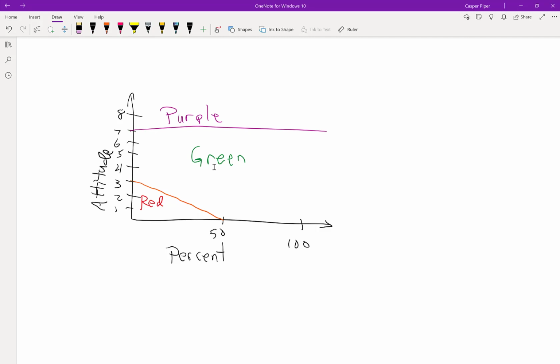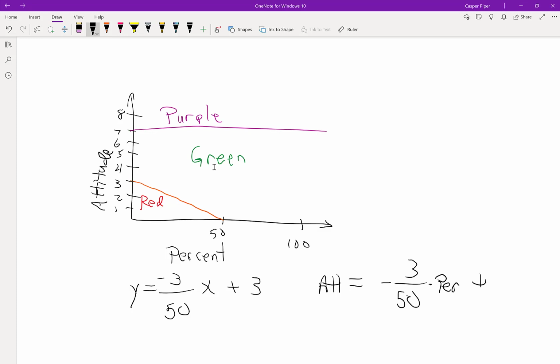Now the equation of that line is going to become important, so we'll use y equals mx plus b. And if we look, m is rise over run, so the rise is 3 and the run is 50. But let's keep in mind that that's a downslope, so that's actually a negative 3 over 50. And that's x plus b. B is the y-intercept, and that's 3. So what I can say then is this line is defined by attitude equals minus 3 over 50 times percent plus 3. I'm going to need the equation of that line as we work into this video.